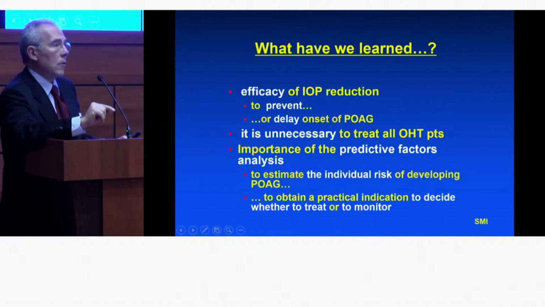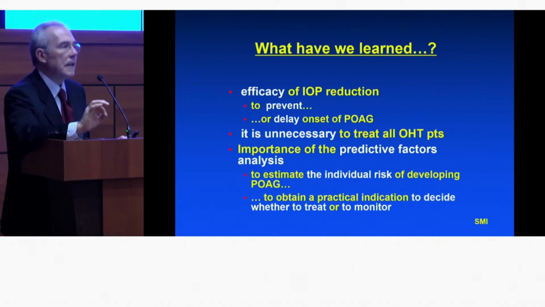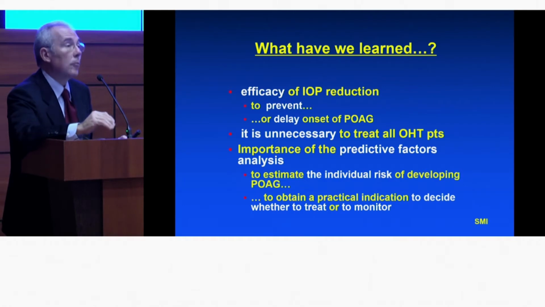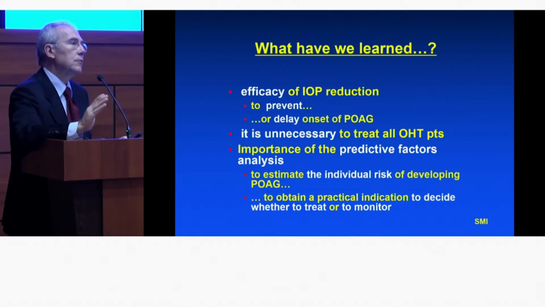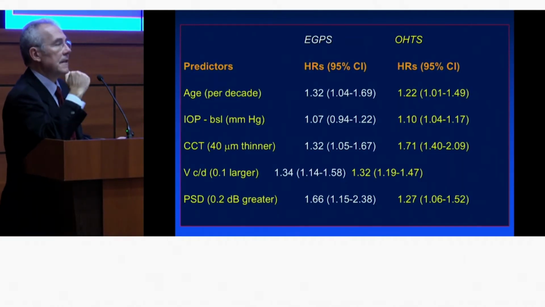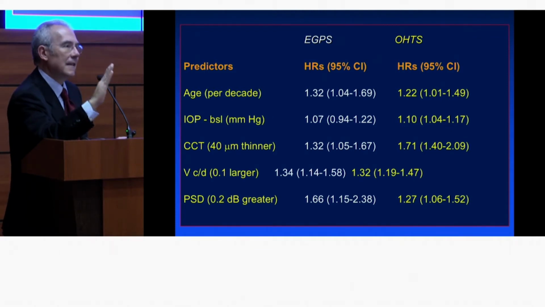So thanks to the OHTS and the EGPS, we learned how important it is to perform a predictive factor analysis. This helps to estimate the individual risk of developing glaucoma over time and to obtain a practical indication to decide whether to treat or not our patients. Interestingly, as you can see here, the predictive factors found in the two studies were exactly the same. And in most cases, the hazard ratios were really the same.